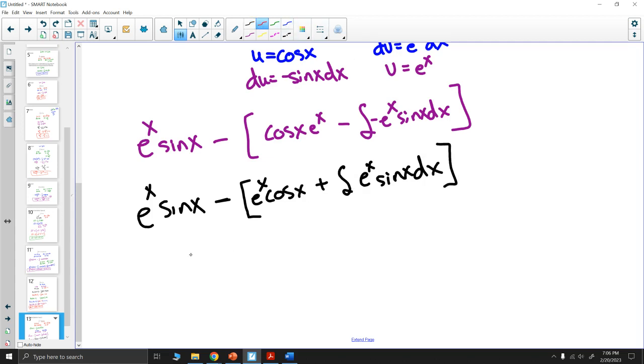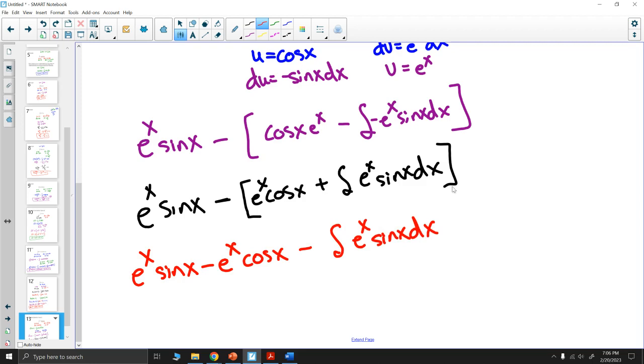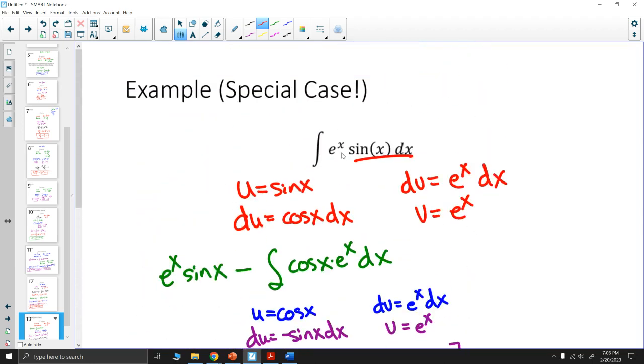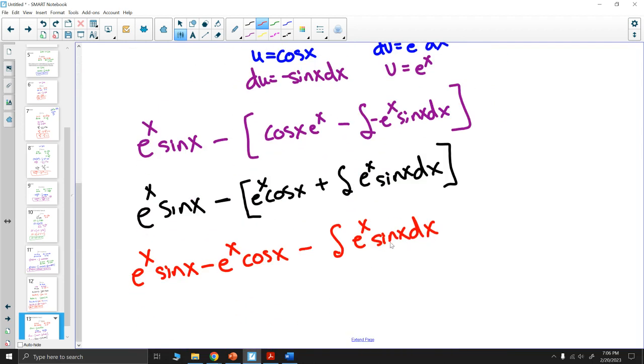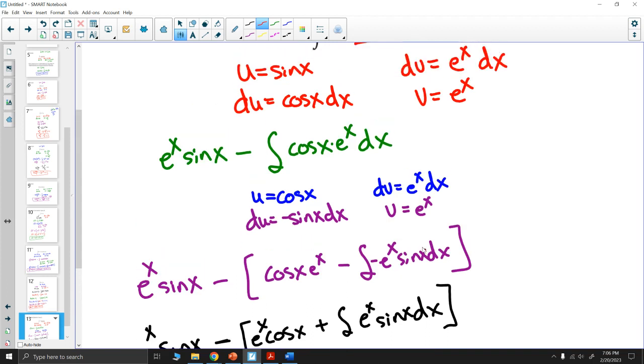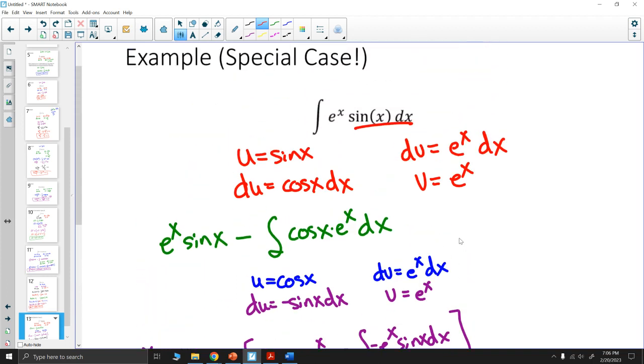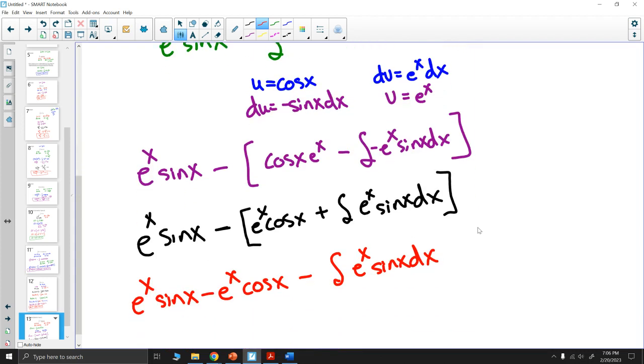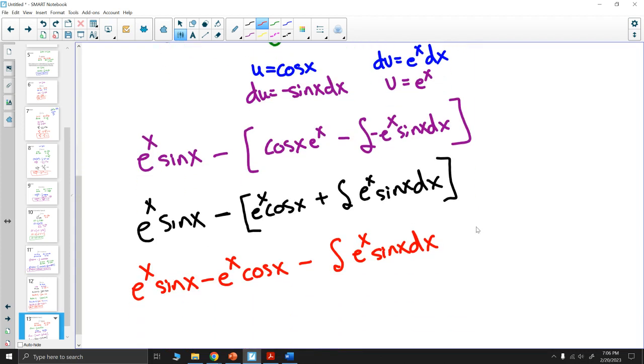Okay, so now let's just distribute this in a little bit. We have e to the x sine x minus e to the x cosine x minus the integral of e to the x sine x dx. All right, we're back around. e to the x sine x, we're back here. So that's potentially problematic for us unless we do a bit of thinking here, okay?